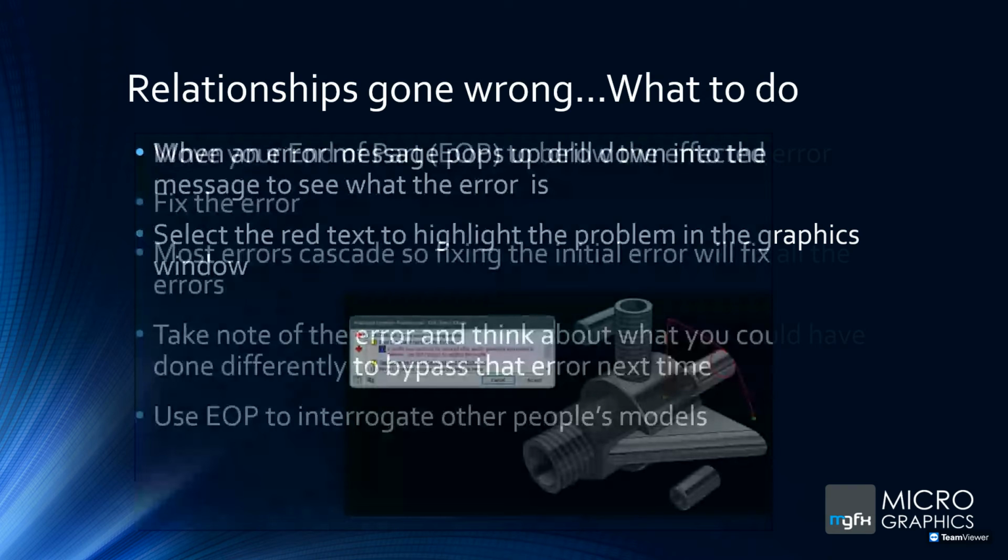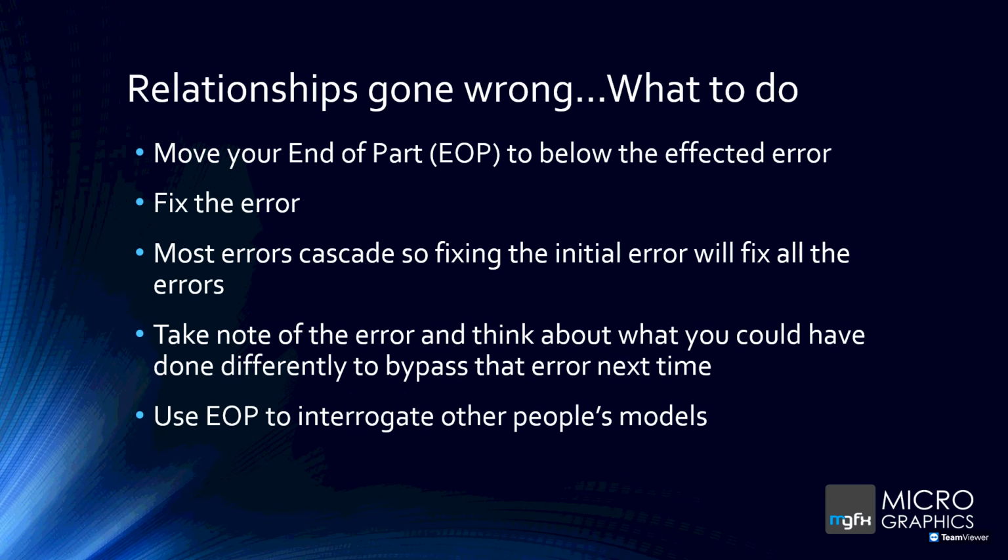Okay. First things, once you've identified where the problem is, take your end of part and move it to below the affected area, so the extrusion or the sketch. It will most probably be in the sketch where the problem is happening. So move that end of part all the way up, and then fix the error. Okay, don't leave it to linger. Or maybe it's got a little exclamation. It's still there, but it's still giving an error. Just fix the part. What you will probably find is that these errors do cascade. So once you fix the one error, it will actually fix all the other errors below it.